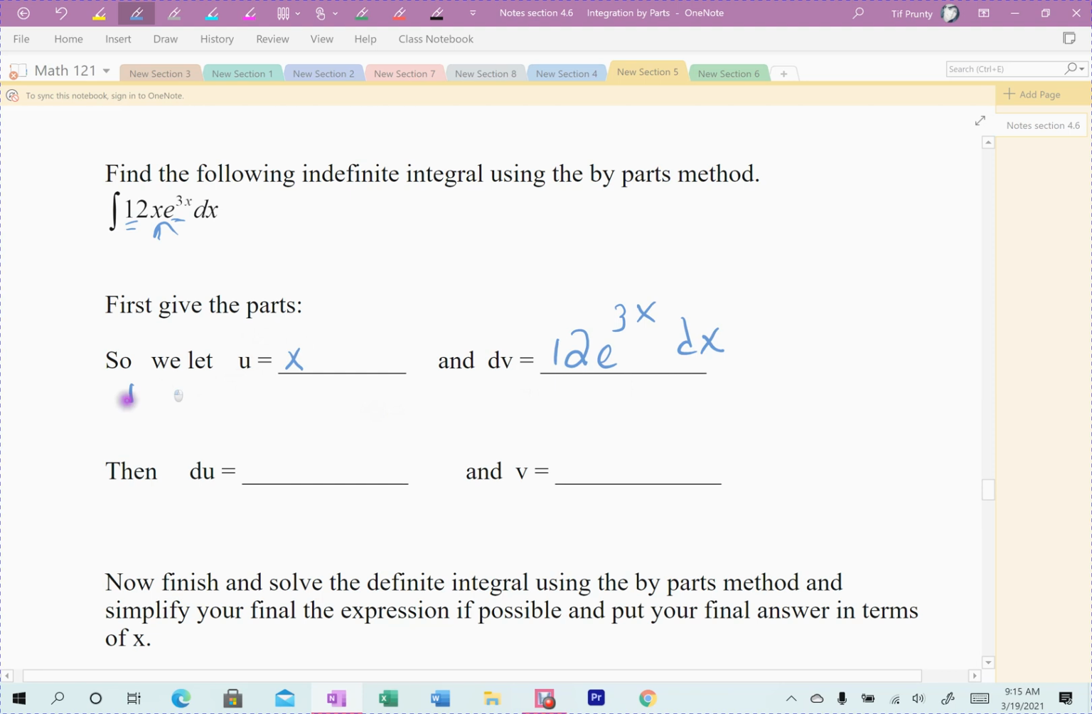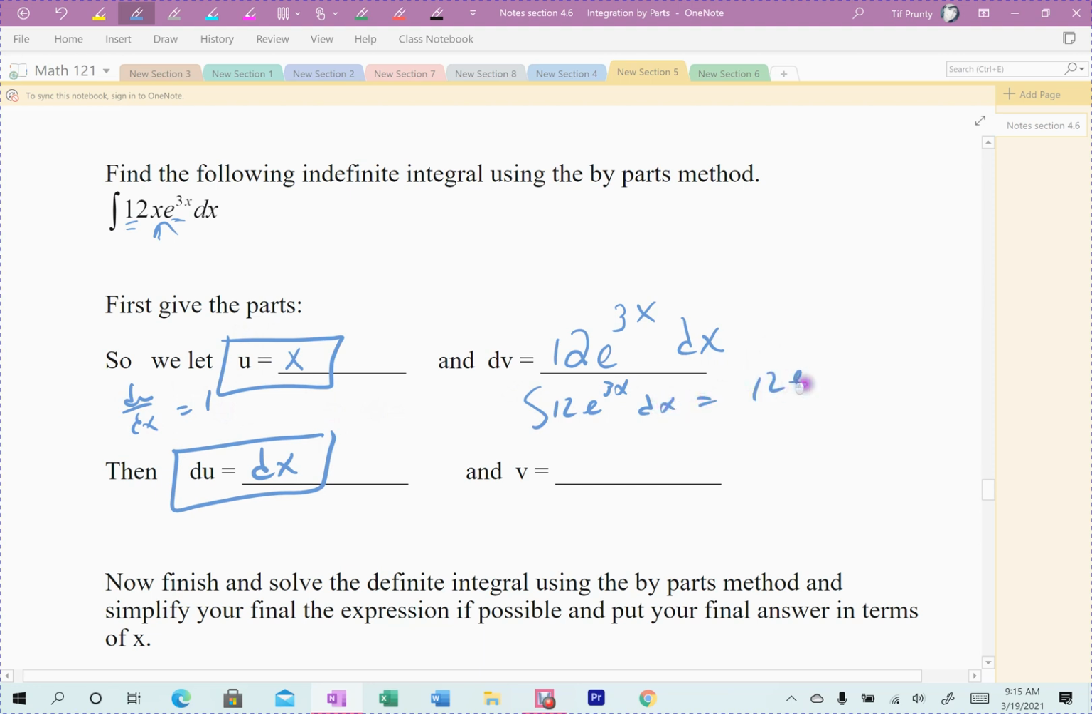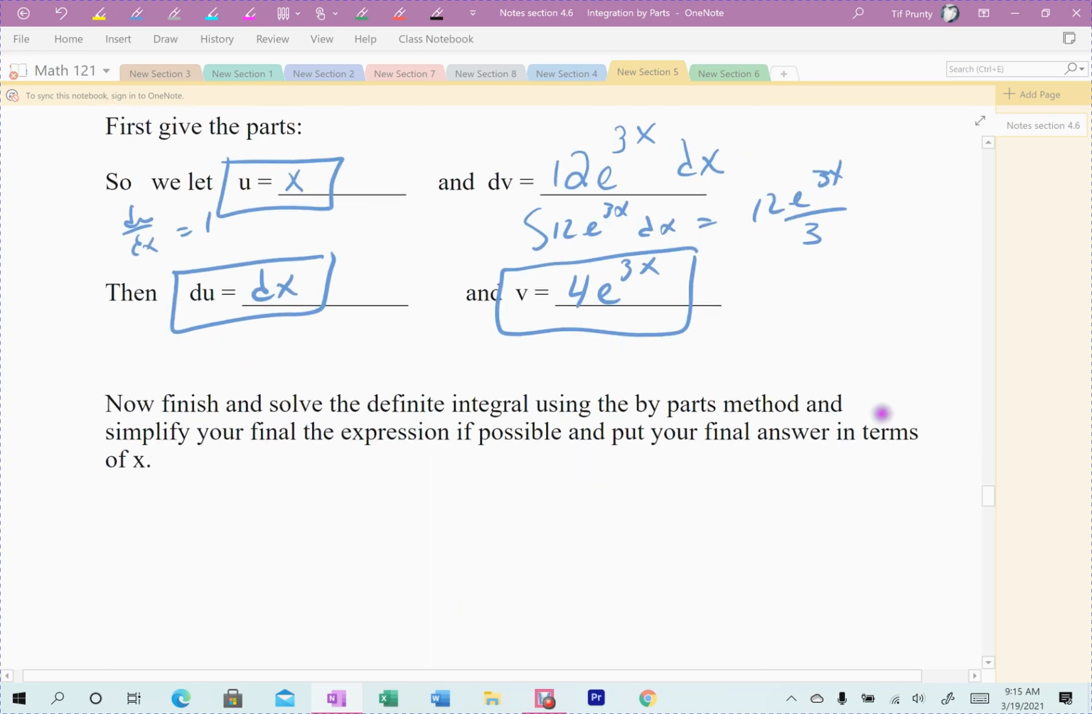Alright, when we take the derivative, du over dx here, I'm left with 1. It's just nice when that happens. And then in this case, when I take the antiderivative of 12e to the 3x, I get 12e to the 3x divided by 3, which simplifies to 4e to the 3x. So again, that's the reason why I put the 12 there. You don't have to. It's just kind of looking ahead, it makes it a little easier that I don't have any fractions. Alright, then plug it in.